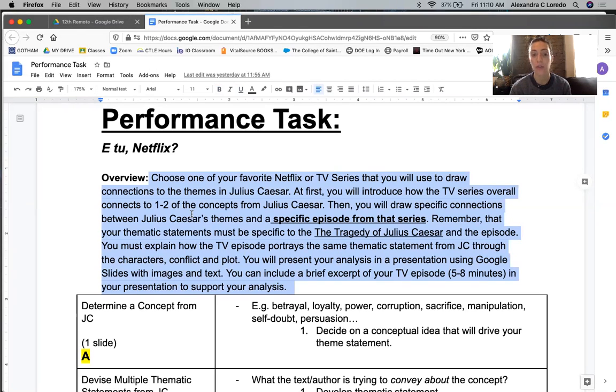I also need you to explain how the TV episode portrays the same theme statement from Julius Caesar by referencing the characters, the conflict, the overall plot structure. You're going to present this through a Google slideshow, and if you would like to include a brief excerpt from the series or the episode that you've chosen, that's totally fine, but it cannot be a slide that has the 45-minute full episode, right? It has to be just a clip or the 5 to 8 minute part of the episode to which you are referring.